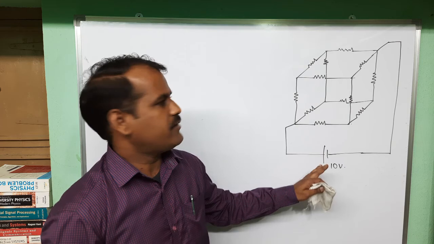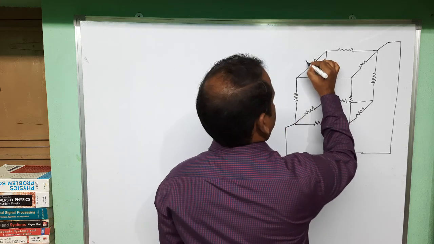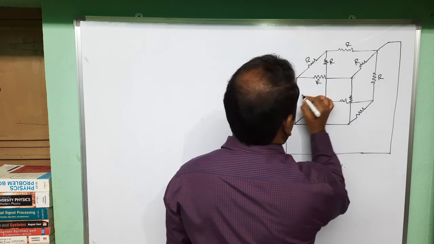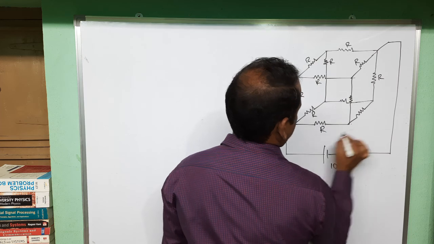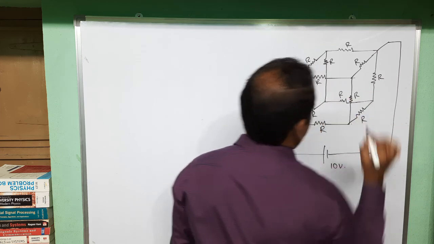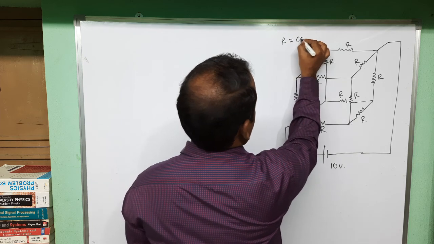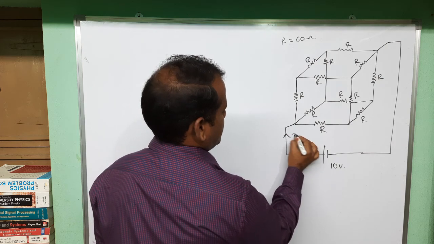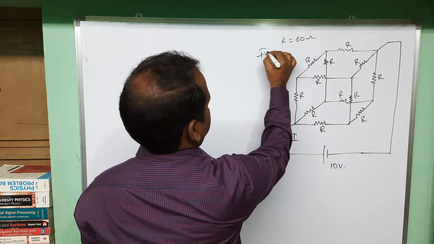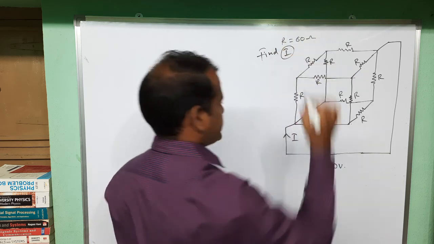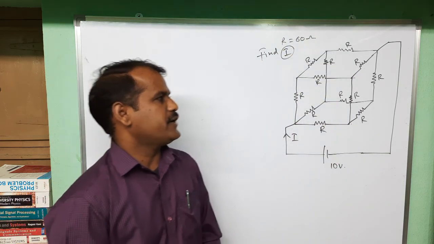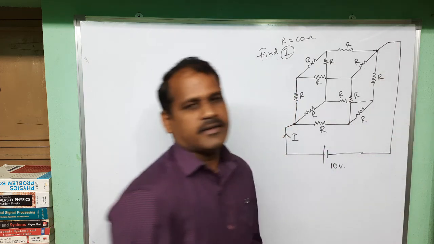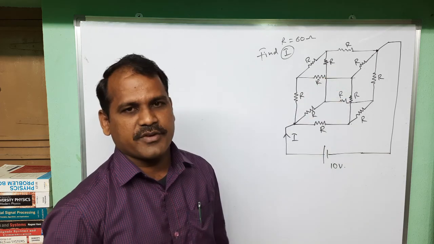If 10 volts is applied to this configuration, with each resistance having an equal value of 60 ohms. Observe, the resistance value is 60 ohms in this problem, and a 10 volt supply is applied. Then what is the current flowing in this circuit? We need to find the current I in this circuit. For that we need to first calculate the equivalent resistance for this total resistor configuration.